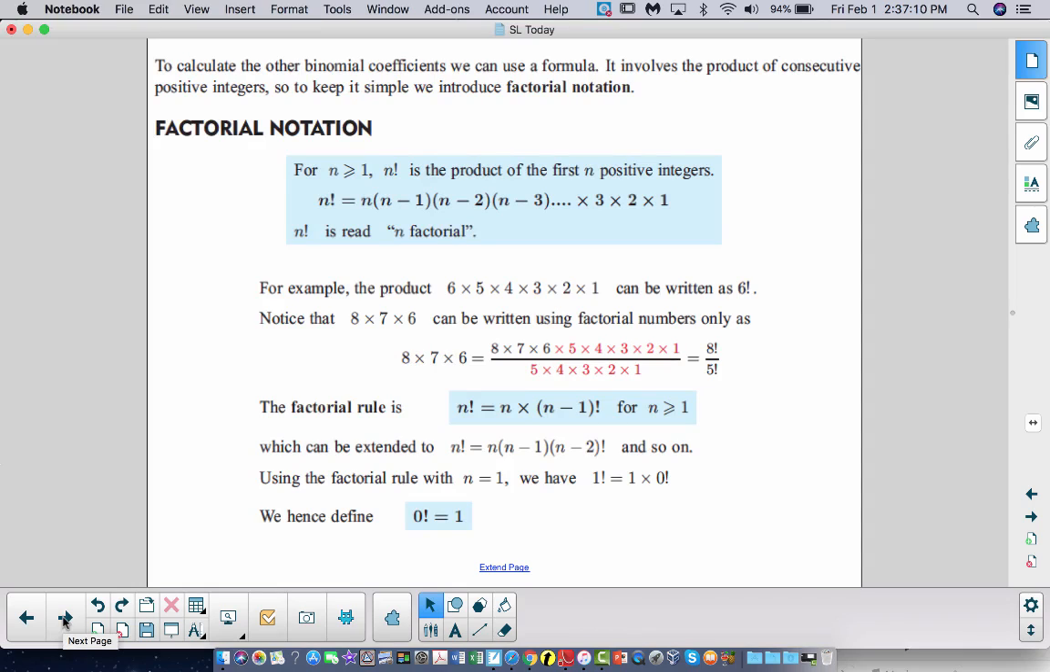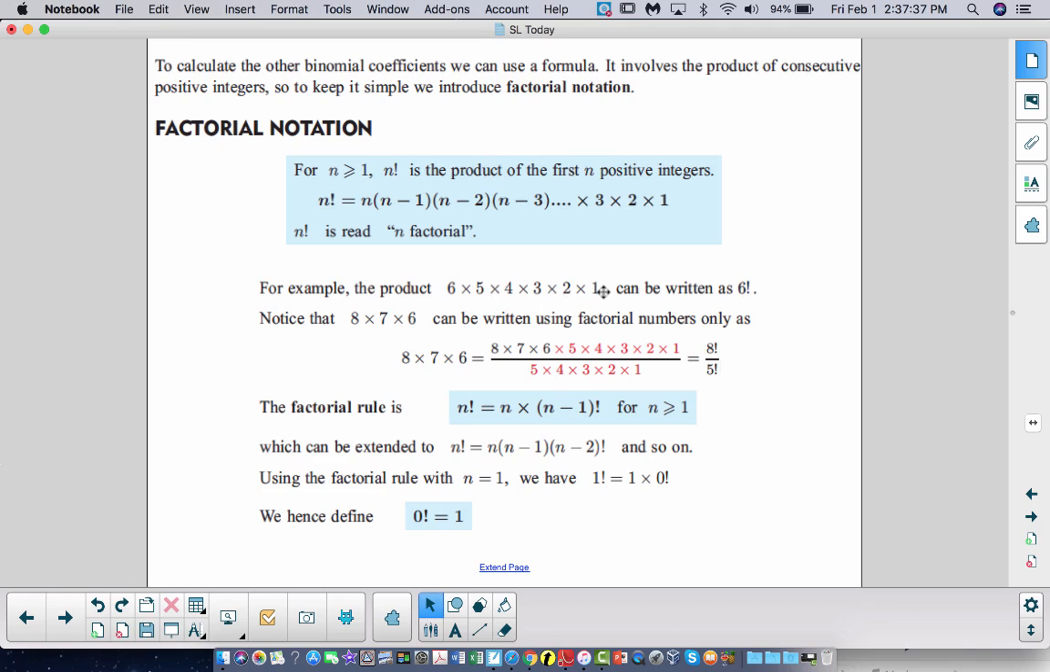So, factorial notation, what is that? Well, that's a way to multiply consecutive decreasing integers. It is notated by n factorial, where n is an integer greater than or equal to 1. And it's simply n times n minus 1 times n minus 2, and so on, all the way down to 1. For example, 6 factorial is 6 times 5 times 4 times 3 times 2 times 1, whatever that product is.